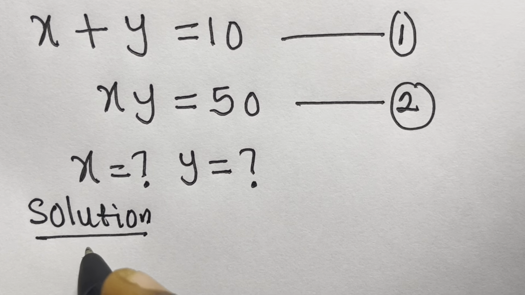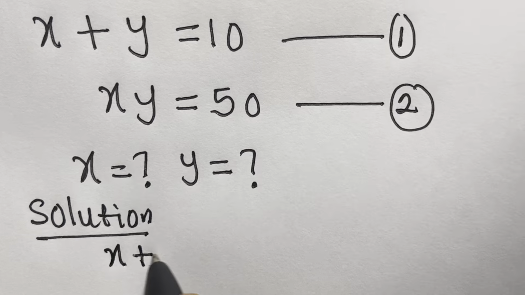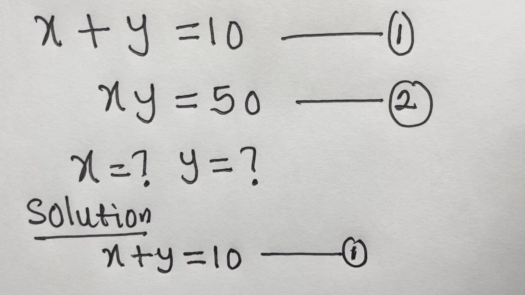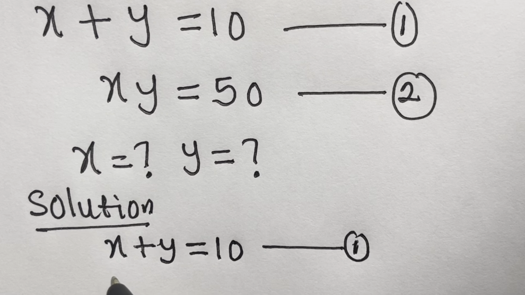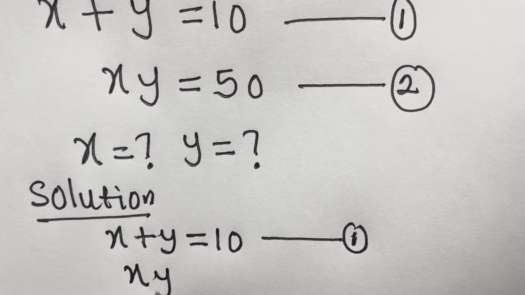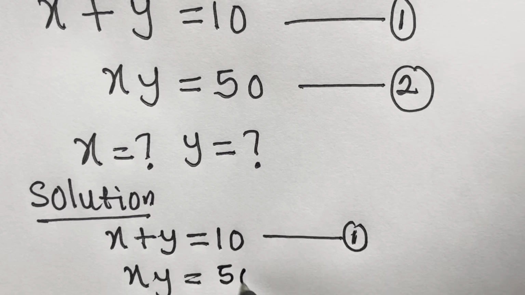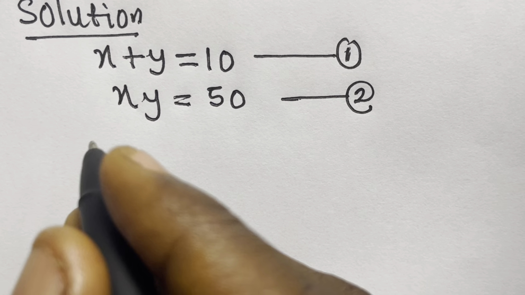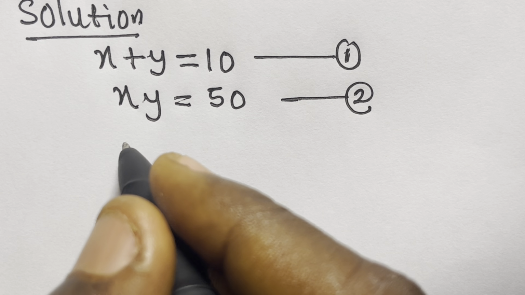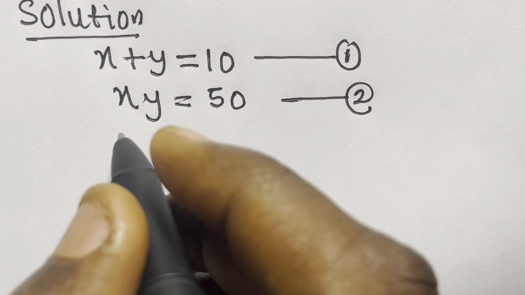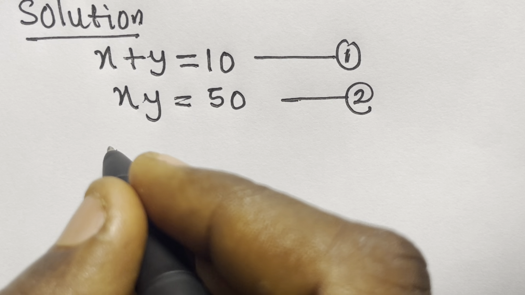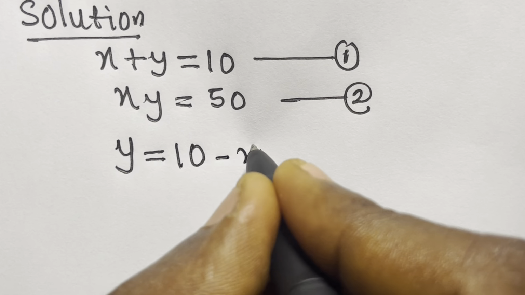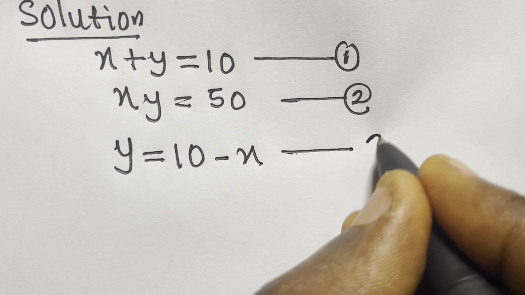We have x plus y equals 10, that is our equation 1. And we have xy equals 50, that's our equation 2. So from equation 1, if you make y the subject of the formula, we'll have y equals 10 minus x. Let's number this equation 3.